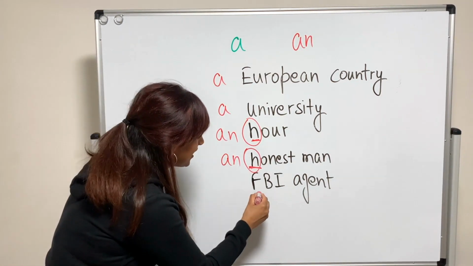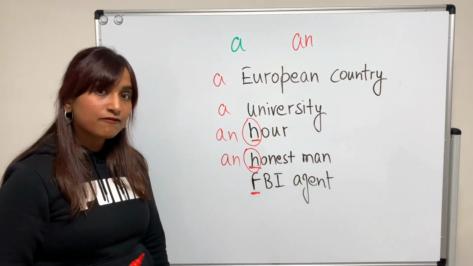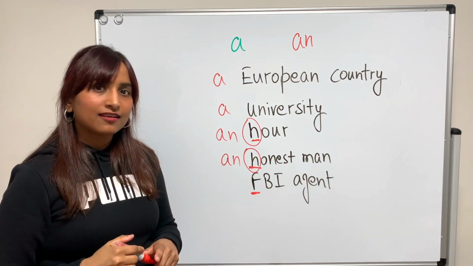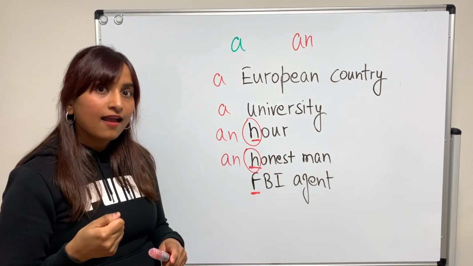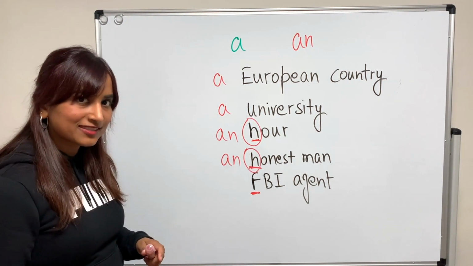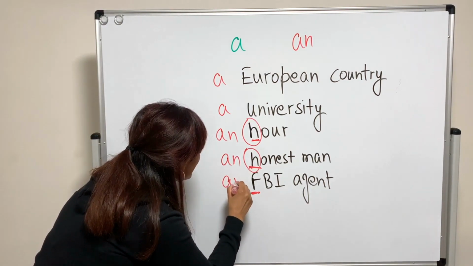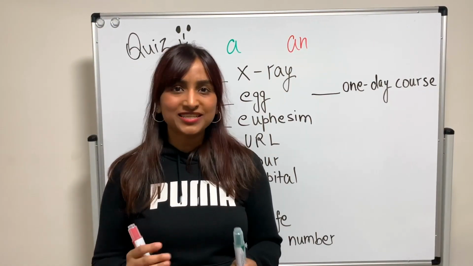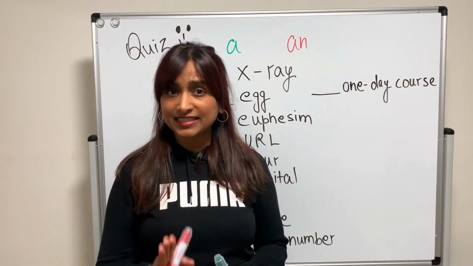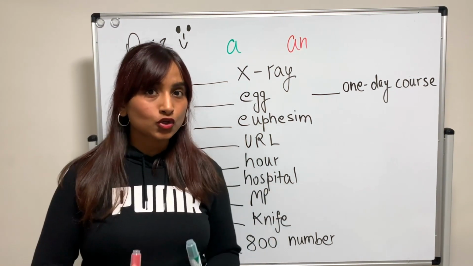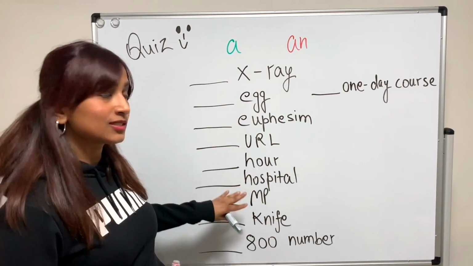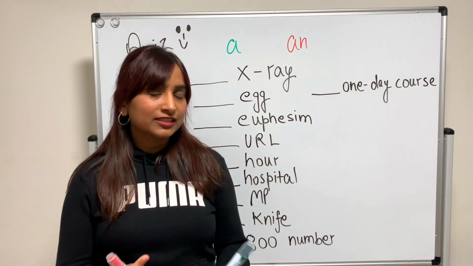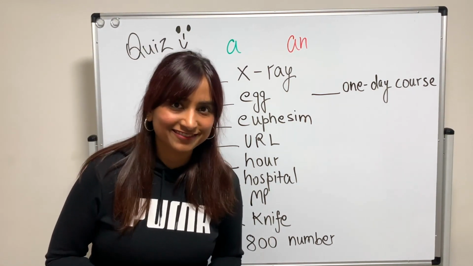Now this one. This is a consonant, F. However, listen to the first sound you hear. F, E. E is a vowel sound. So I'm going to say an FBI agent. Now it's quiz time. I'm going to step away for 10 seconds and you need to choose a or an for these words. If you need more time, you can pause the video and we'll check the answers together.